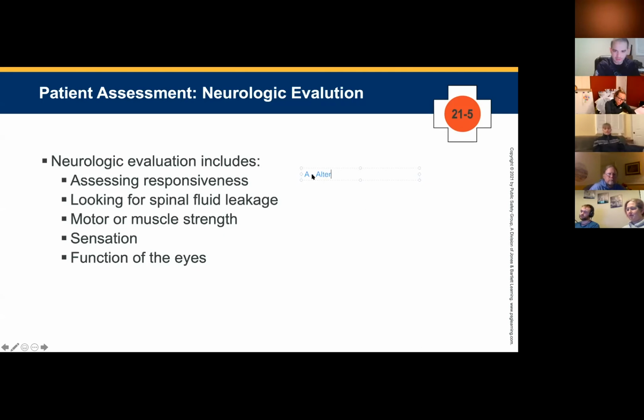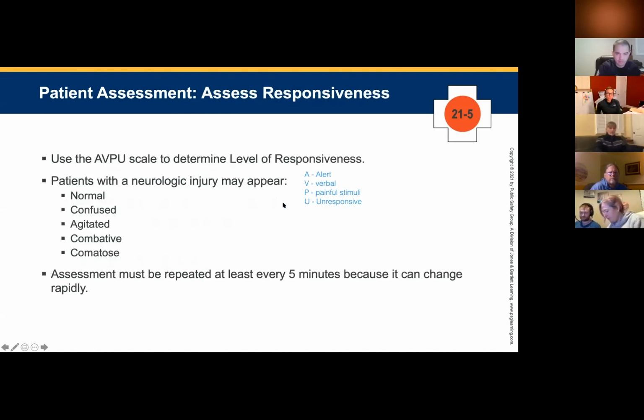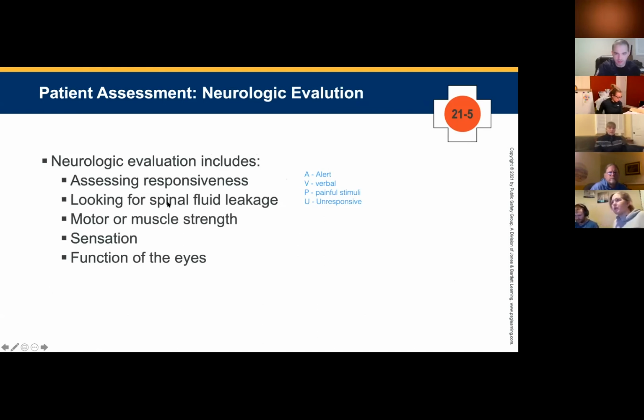We're talking about somebody who's alert, somebody who responds to verbal, and then P, painful stimuli. And then lastly, somebody who is completely unresponsive. All right. And then we can look for spinal fluid leakage. What does that mean if we have spinal fluid leakage? Fracture cranium. Yep, so fracture somewhere in the cranial vault.